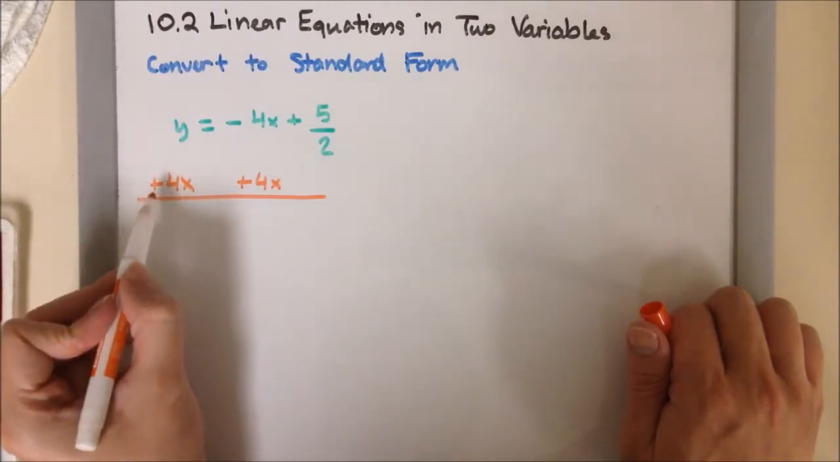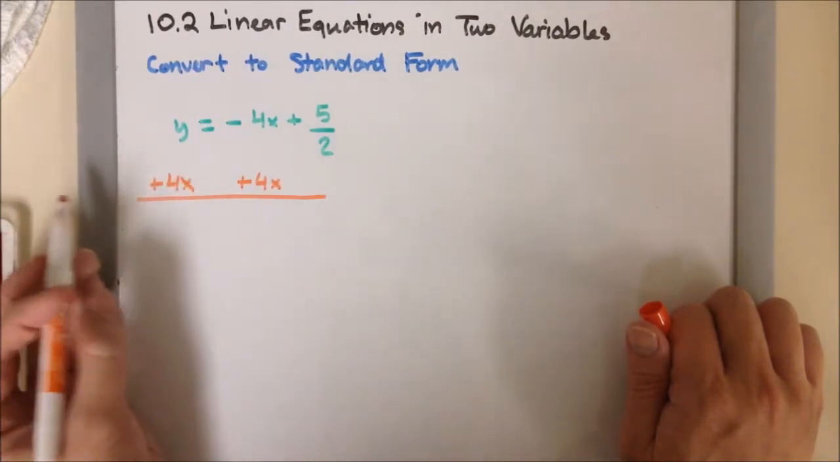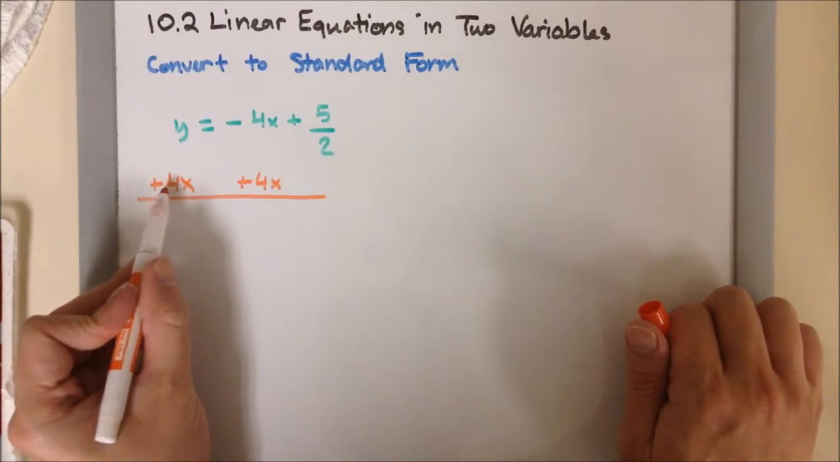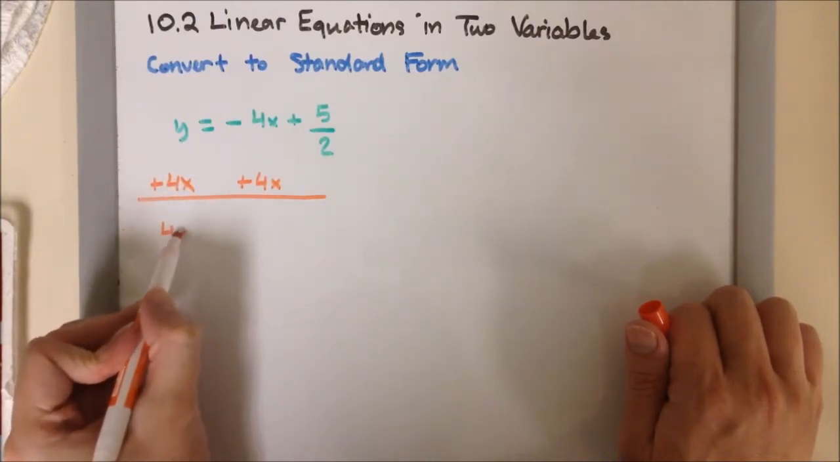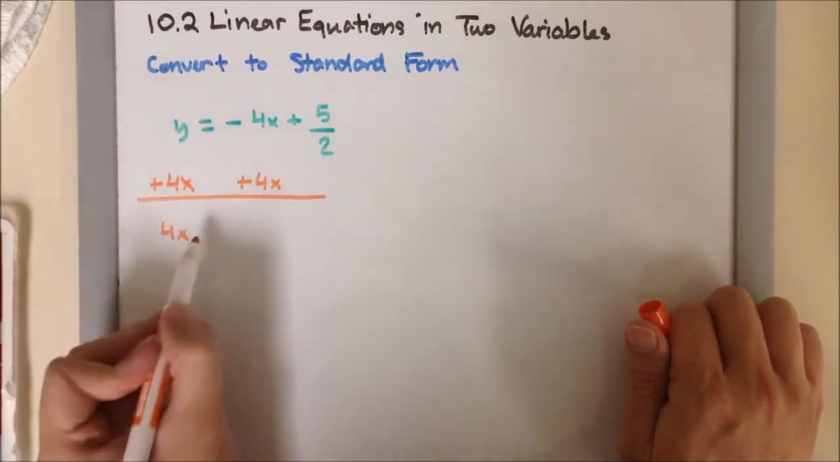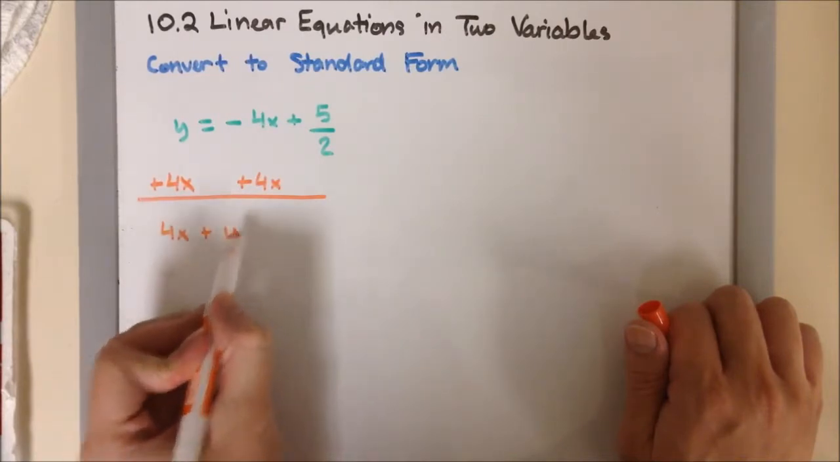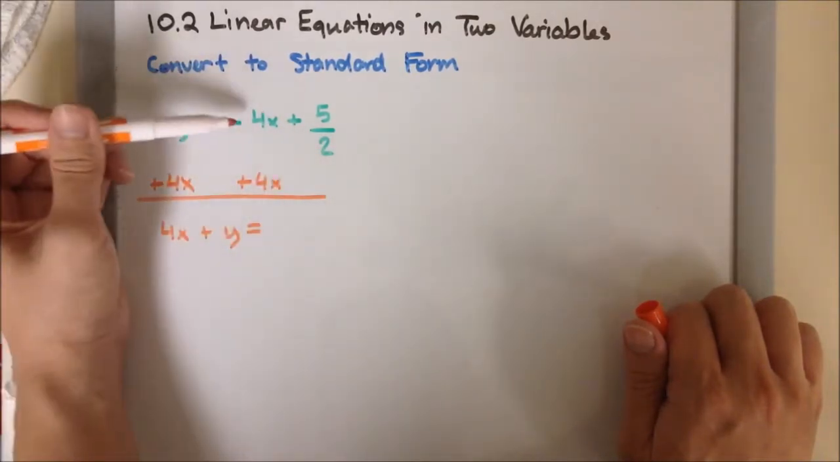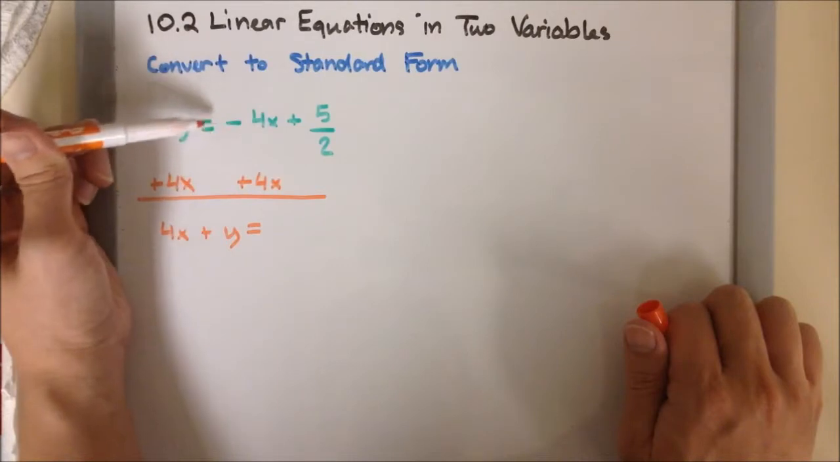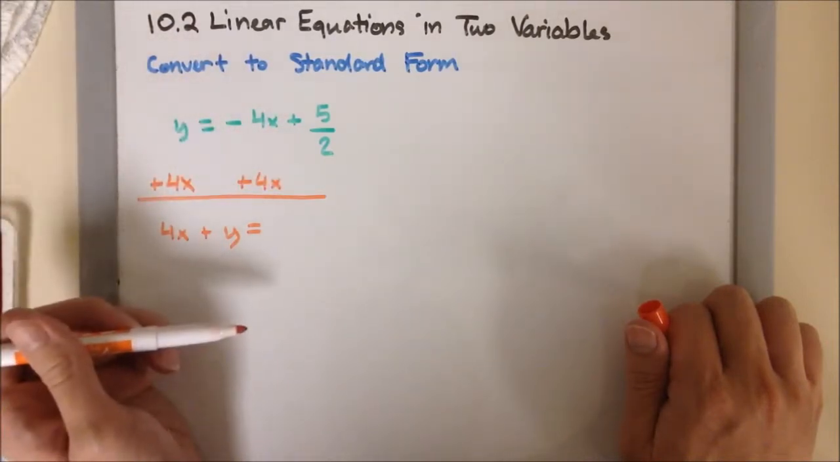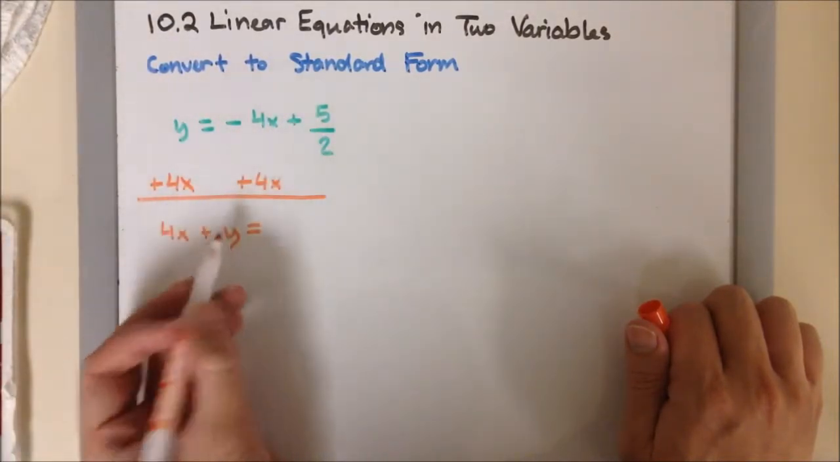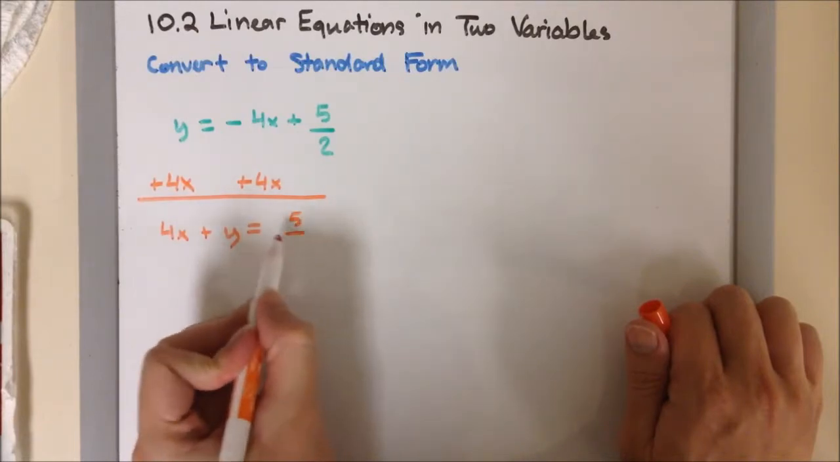So again, I'm going to put in alphabetical order, meaning x comes first. So since it's plus 4x, it's a positive 4x. Since the y is positive, I'm going to write plus y equal. So my x's will cancel out on the right side of the equal sign. And then the only thing I have left is the number, so 5/2.